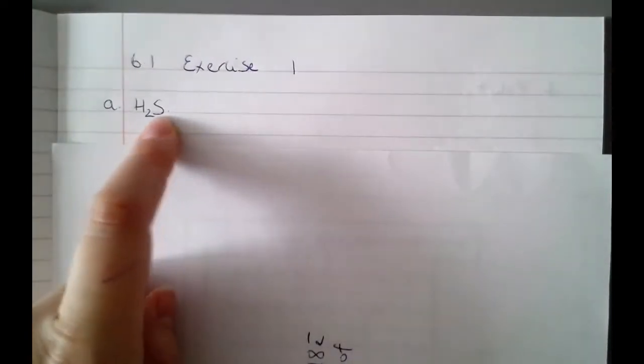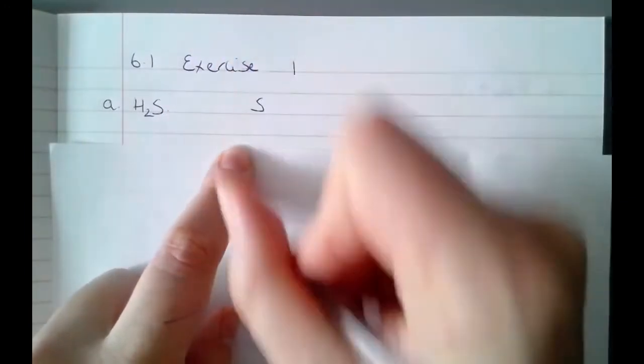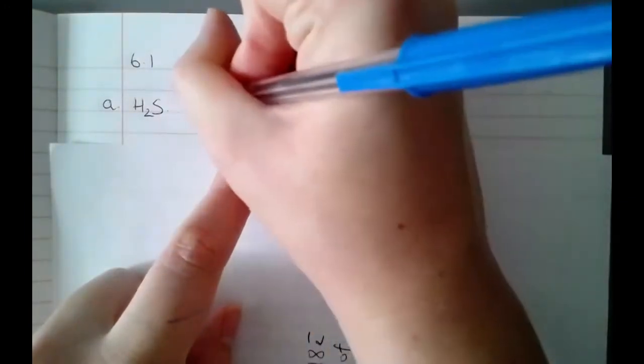My central atom is sulfur. I know that's my central atom because there's only one sulfur, whereas I've got two hydrogens. So I'm going to put sulfur in the center. I'm going to put hydrogen on either side. And now I need to fill in my bonds. Okay, so I need to know how many bonds each of my atoms can form.